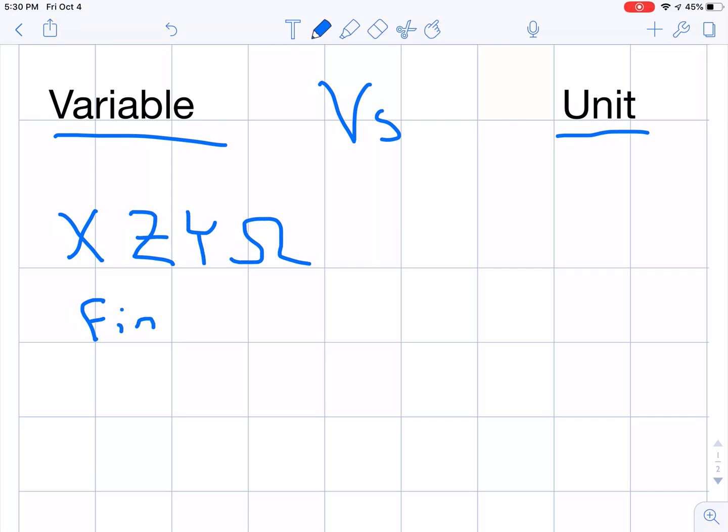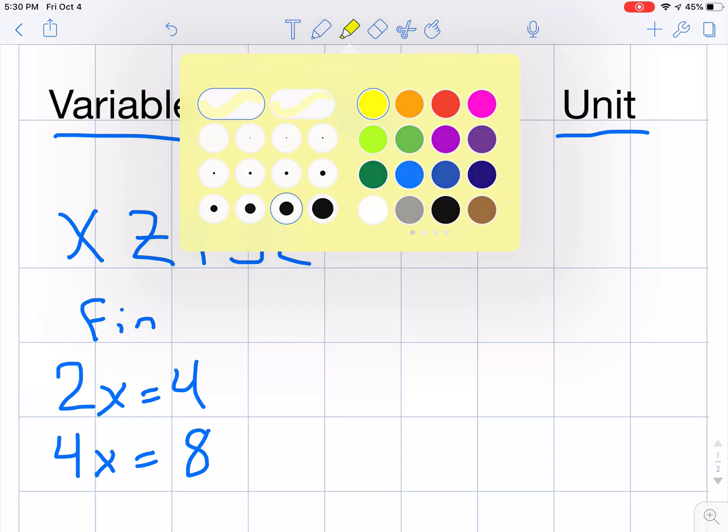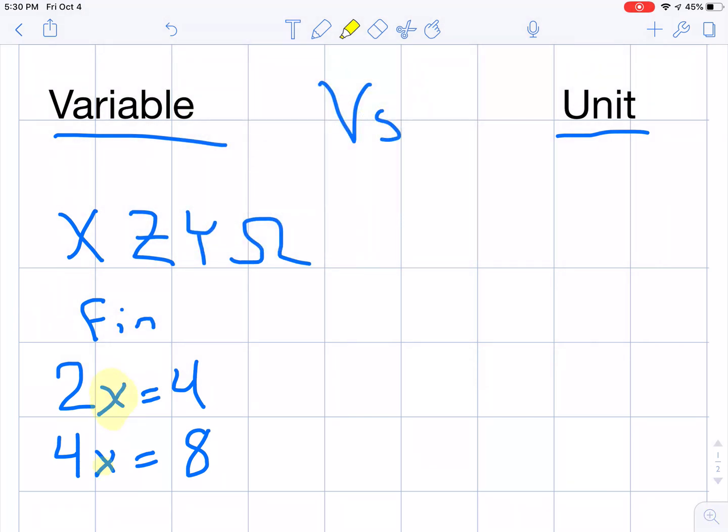It just depends. The main point is if I have 2x equals 4 and I have 4x equals 8, just making those up real quick, the whole point is this x is going to vary depending on the other numbers in the equation. It varies. Think about that for a second. I can't always have the same x. It varies depending on the other numbers in the equation. That's what makes it a variable.